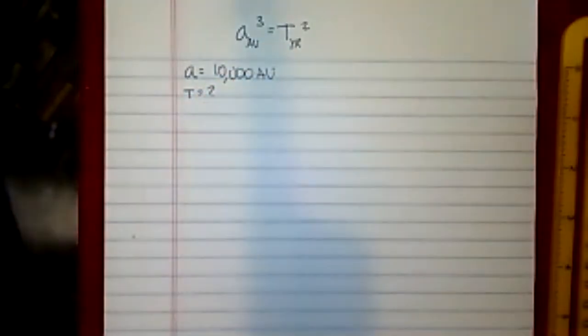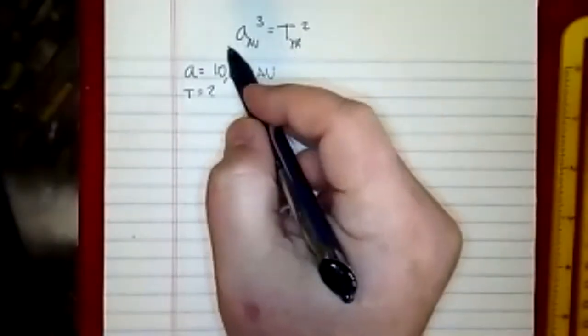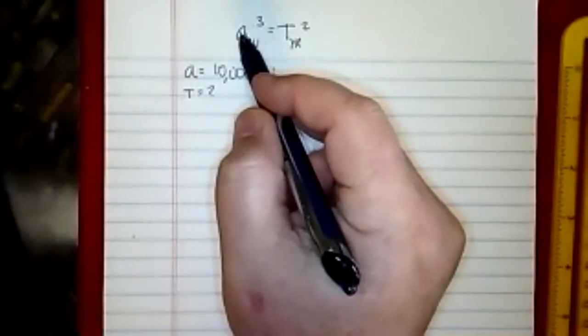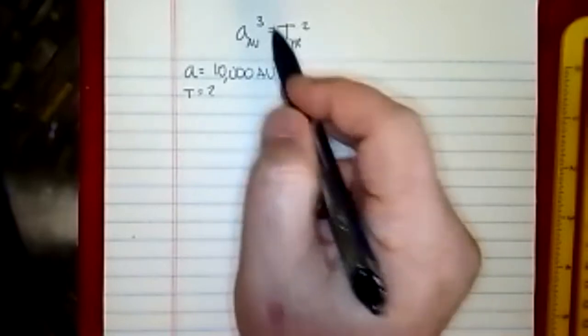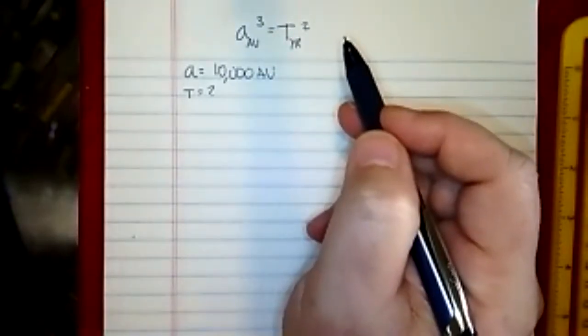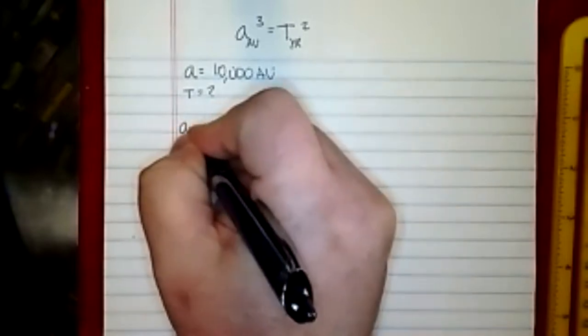That's the question. We've discovered an object orbiting our sun. It has a semi-major axis of 10,000 astronomical units. I would like to use that information to find the period of the orbit of that object. According to Kepler's third law, if I have A, which I have, I need to cube it, and that will be equal to T squared. Then, of course, I do the opposite of squaring, which is taking the square root, and that would give me the actual T.